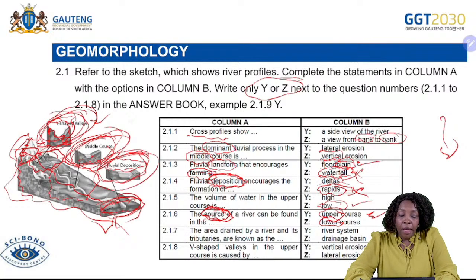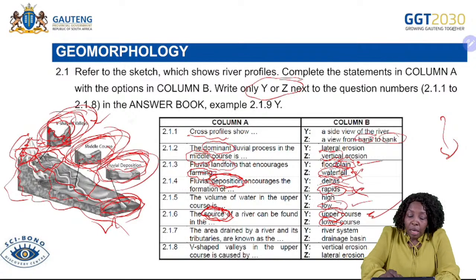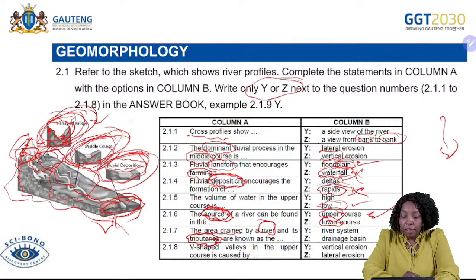217, the area drained by a river and its tributaries is known as, is it a river system or is it a drainage basin? So here, what are you checking before you come up with your answer? We're looking at the area that is drained by a river and its tributaries.